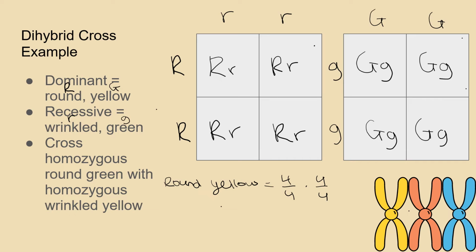So that's the whole probability. And then let's say we want to get round and green. For that, again, 4 out of 4 for round. And then for green, there's literally no probability of getting green. So that's just 0 probability. So that's how you could do the 2 separate squares and then use the product rule to ultimately find the probability of getting a certain trait.